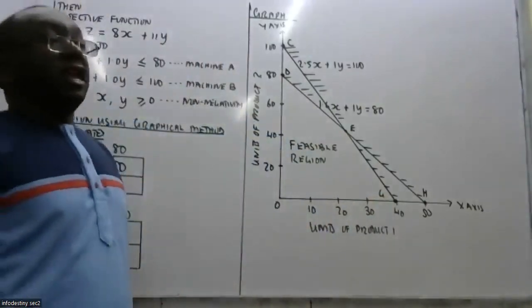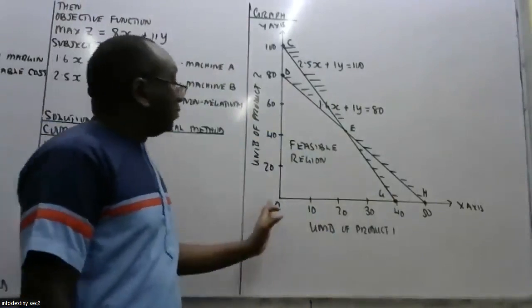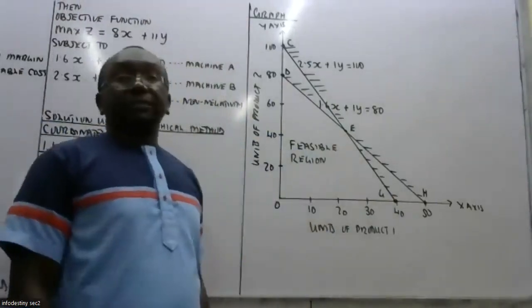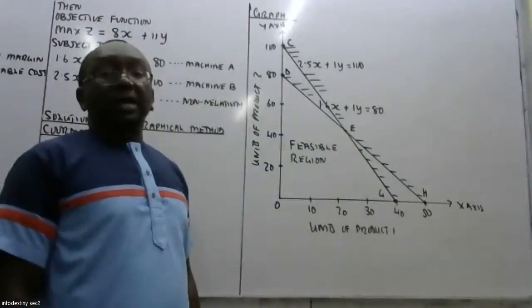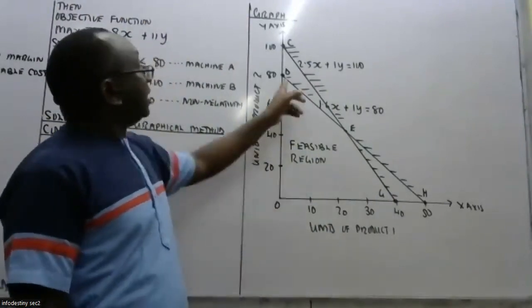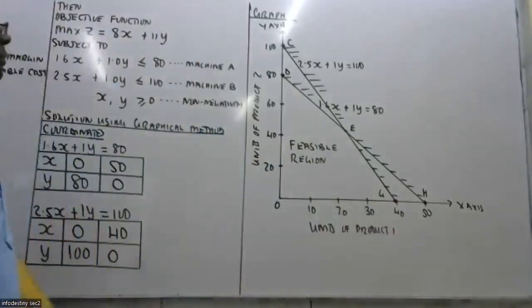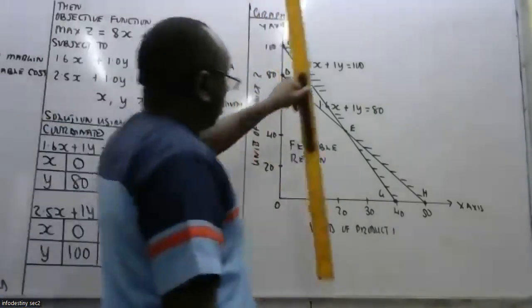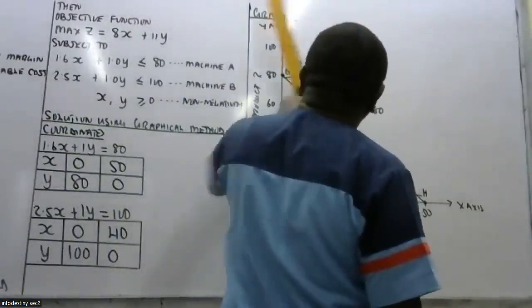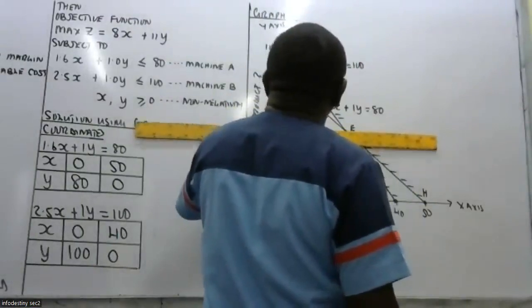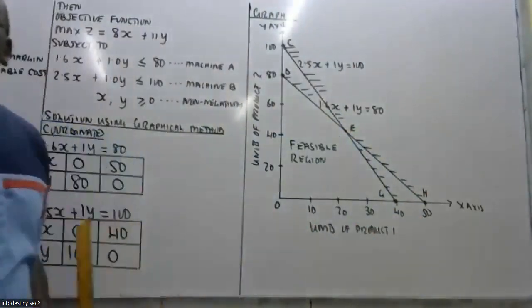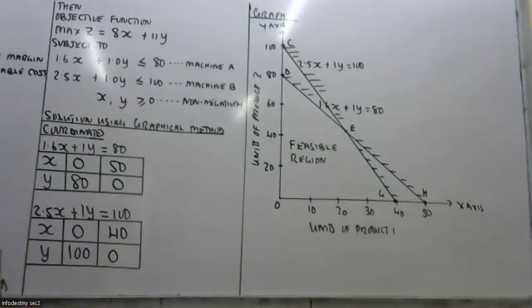Now, the one which is the solution is the one which is farthest from the origin. So you can test by observation. Look at D, E, and G. Which one is farthest from the origin? If you are not able to see which one is which, we test the corners.